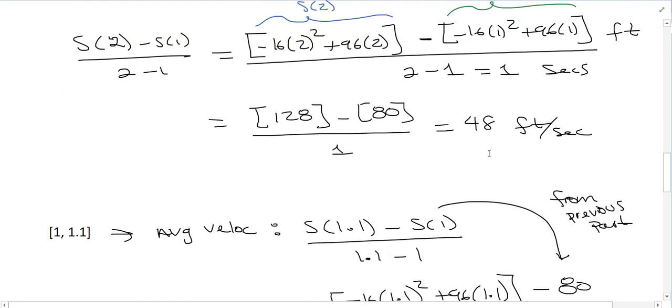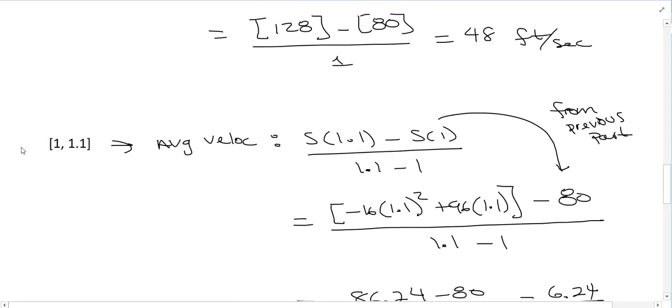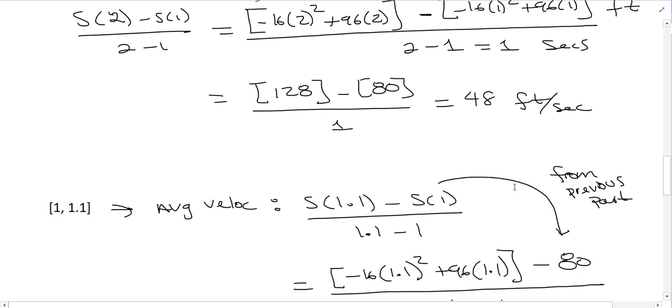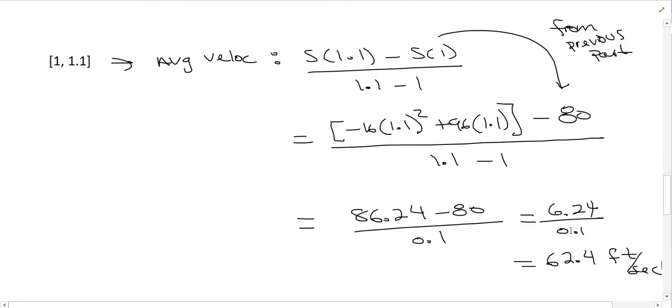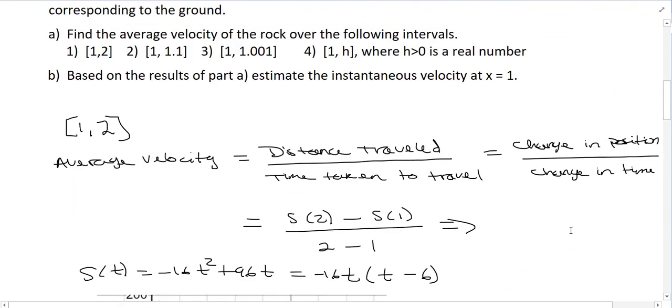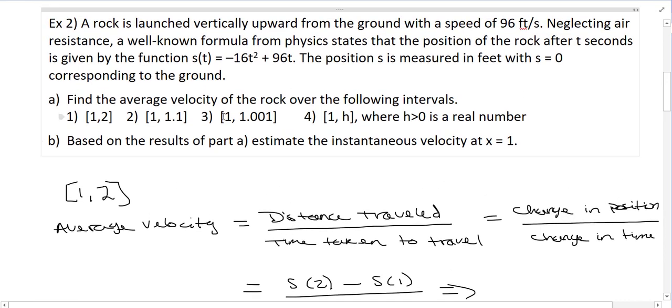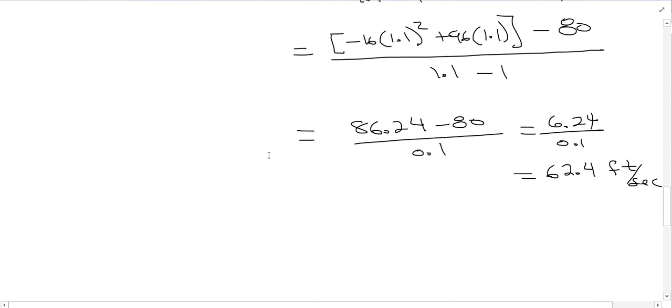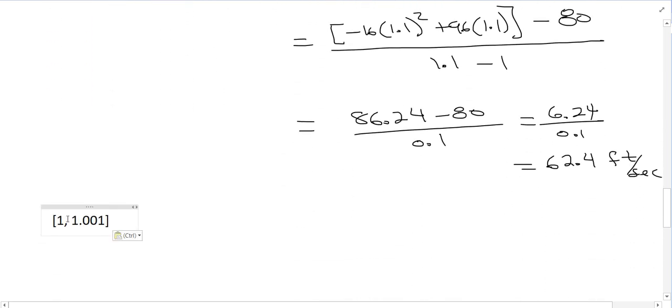So notice what's happening. On the interval 1, 2 it is 48 feet per second. Now 1 to 1.1. Notice 1.1 is a lot closer to 1 than 2 is to 1. So now we went to 62.4 feet per second. And so let's try part 3, what about between 1 and 1.001? What's going to happen there? And our goal is to then try to make an estimate for what's happening right at 1.